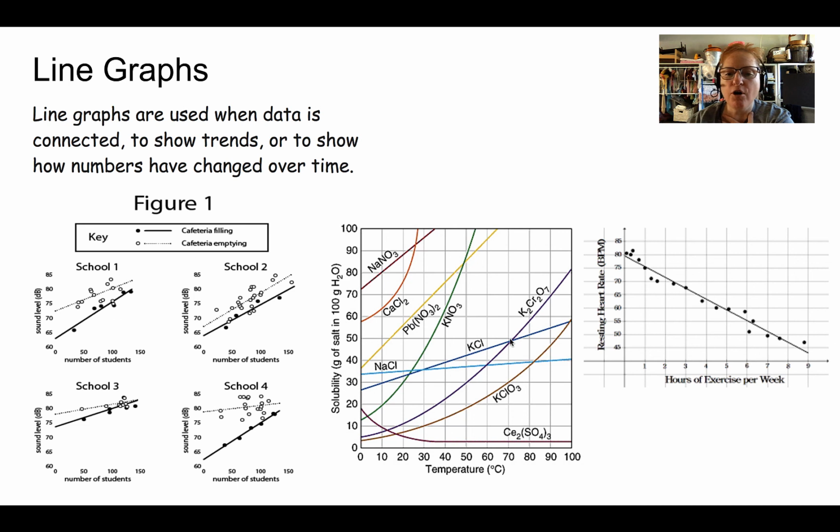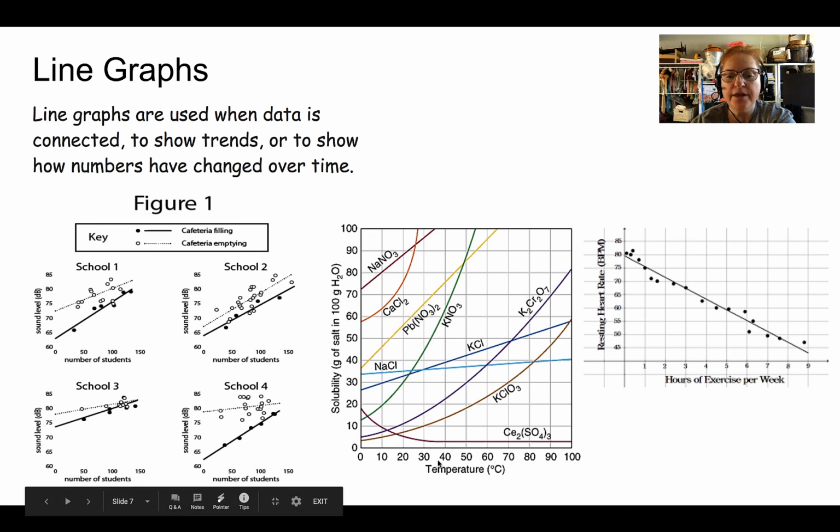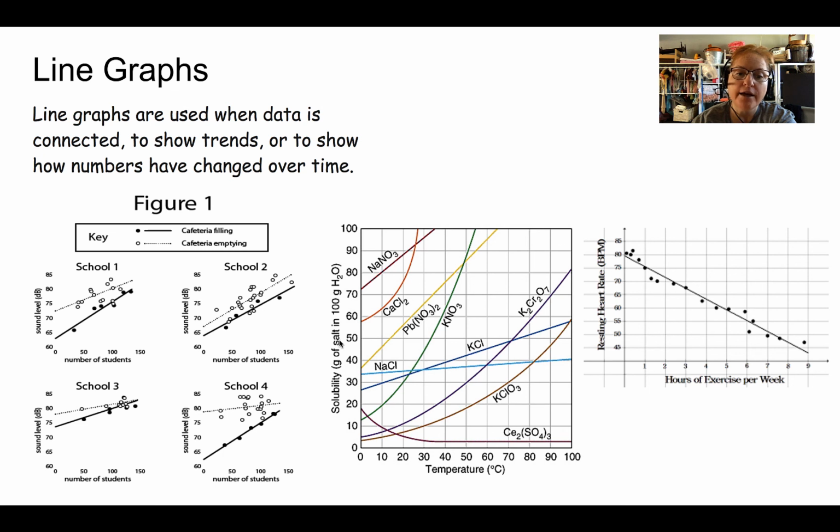Right here for all three of these, what we're trying to do is show that relationship between two things. Here, the relationship between the number of students and how loud it is in the cafeteria. Here, the increase in temperature, how that impacts the solubility of dissolving a salt in water. Or here, as you increase the number of hours you exercise per week, the impact that may have on your resting heart rate. So all these pieces of data are connected to each other, and that's why we use a line graph to graph and interpret the results, and that's why we focus on this kind of graph quite a bit in science.